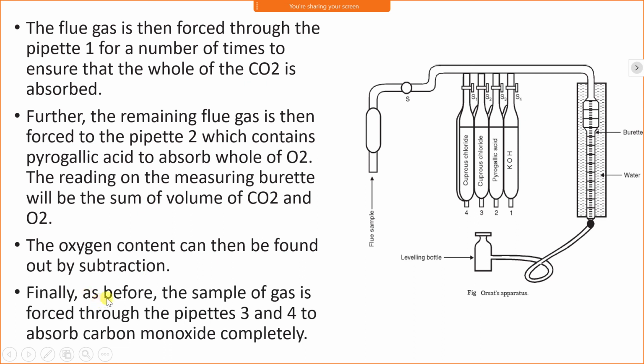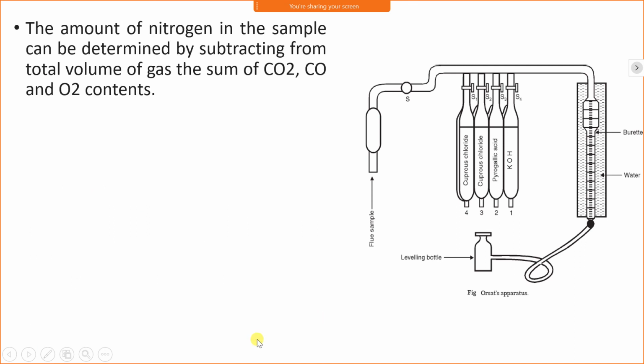Finally, as before, the sample of gas is forced through pipettes 3 and 4 to absorb the carbon monoxide completely. The amount of nitrogen in the sample can be determined by subtracting the sum of the CO2, CO and O2 content from the total volume of gas. Before supplying gas to pipettes 3 and 4, we measured the nitrogen percentage available in the fuel.